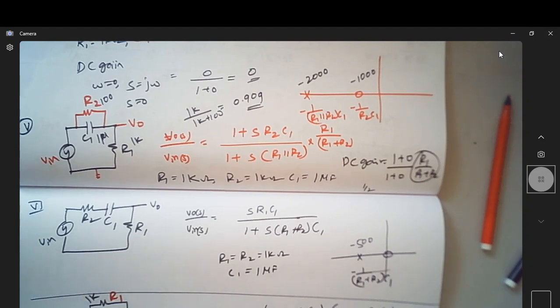Please simulate, do it for n number of different values of R and C, and have a hold on the circuits. Thank you.